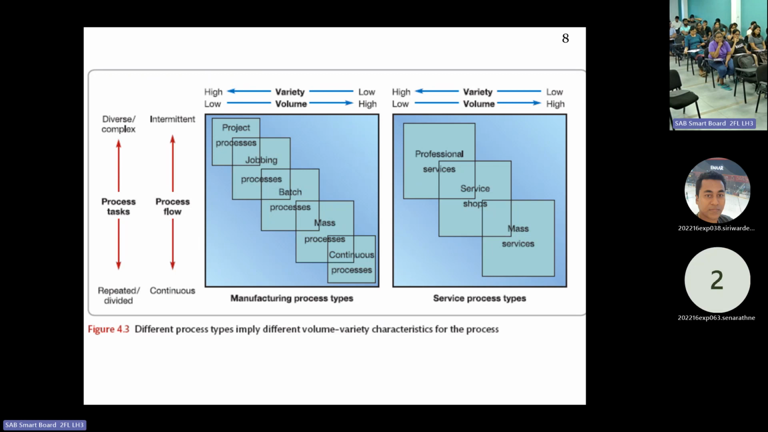Accordingly, the manufacturing process types are project process, jobbing, batch, mass processes, also known as assembly lines, and then continuous.